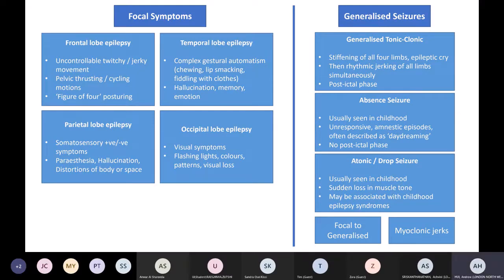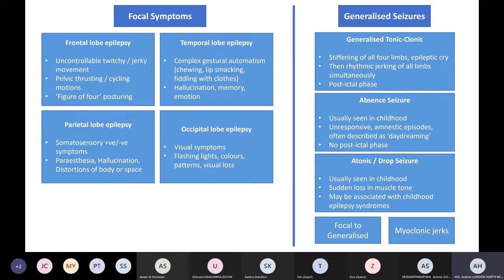And again, occipital and parietal lobe epilepsy are quite rare, so they don't usually talk about them in SBAs, but just so you're aware, parietal lobe epilepsy would be associated with primarily somatosensory symptoms, and occipital lobe epilepsy, if they do talk about it, would usually be visual changes, so flashing lights, colors, or even visual loss.